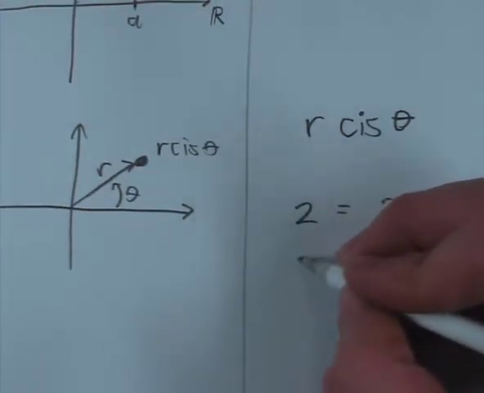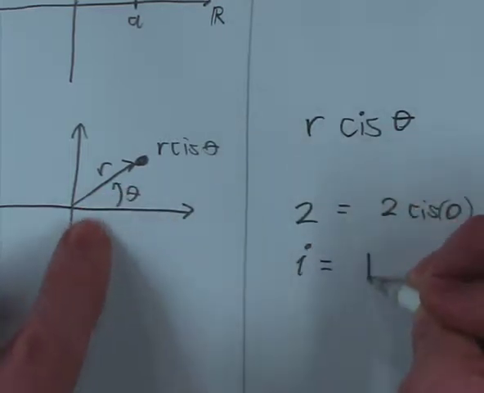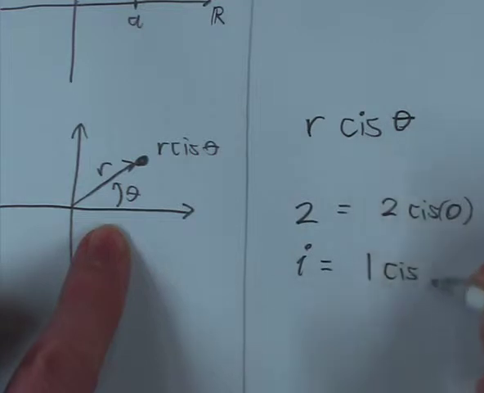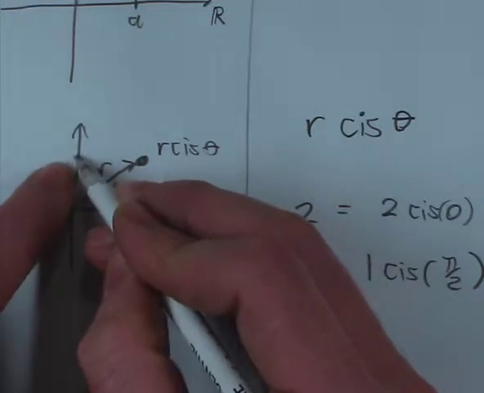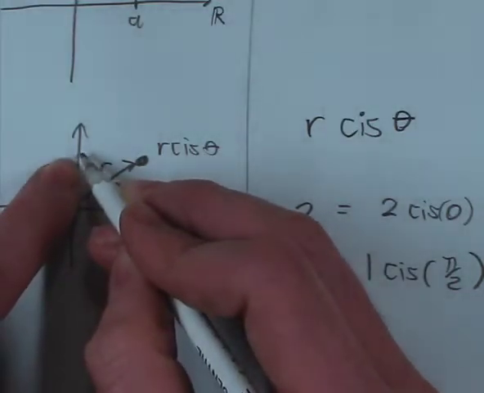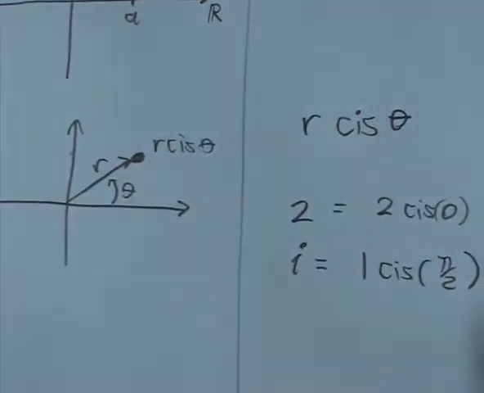Say I would be 1 cis pi on 2, because you would rotate 90 degrees and be here on the axis, and that would give you the point I, because it's 1 up on the y-axis, okay? So every complex number can be represented in that way, but I should point out that every complex number has multiple ways of writing it in polar form.